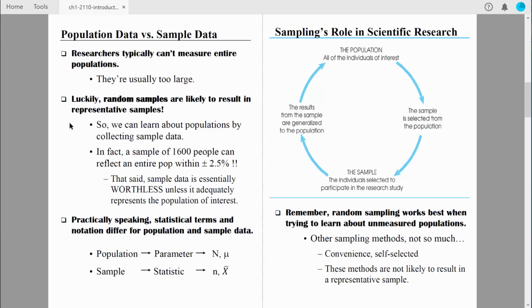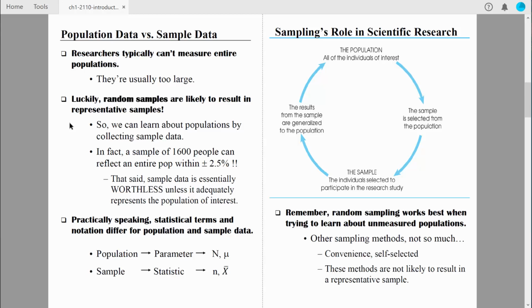If I use a random procedure to select people from the population to be included in my sample, then all people will have an equal opportunity of being chosen. And when all people in a population have an equal probability of being chosen for the sample, then it turns out that the sample will have approximately the same characteristics as its parent population. But I'm sure you can already see where I'm going with this.